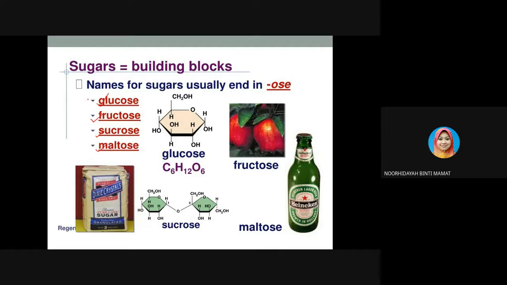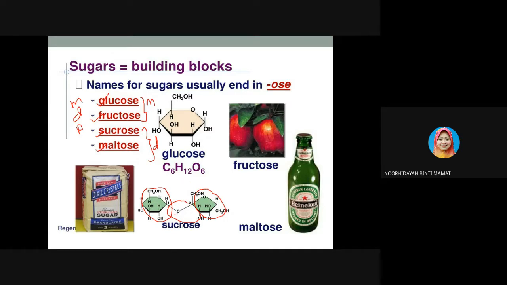In the next slide we will learn about the classifications of carbohydrates: monosaccharides, disaccharides, and polysaccharides. The examples of sugar here, glucose and fructose, are monosaccharides, while sucrose and maltose are disaccharides. They are a bonding of two monosaccharides. This is one monosaccharide, and this is another monosaccharide. They join in what we call the glycosidic bond.